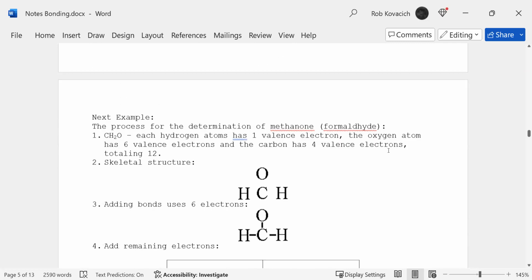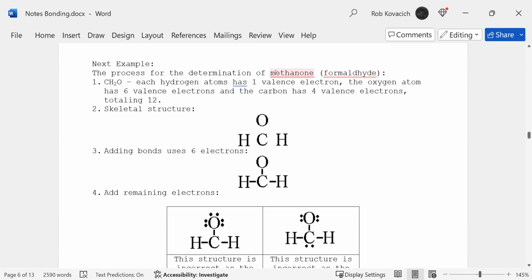Let's do another one. So we're going to do formaldehyde or methanone. Formaldehyde is the common name, and methanone is the official name for it. All right, so I've got a C, 2 H's, and an O. Each hydrogen has 1 electron, the oxygen has 6 valence electrons, and the carbon has 4. And so that's 2, 6, 4, which gives us 12 total electrons.